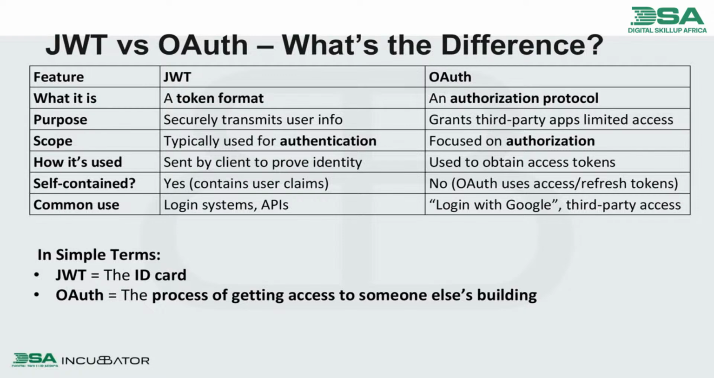So in simple terms, you can see JWT as an ID card, something you need to show before you get access. While OAuth is the process of getting access to someone else's building. Just take your time to look at this. Let it make meaning to you.